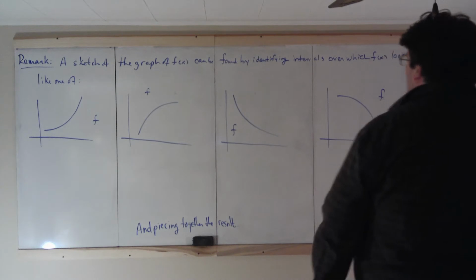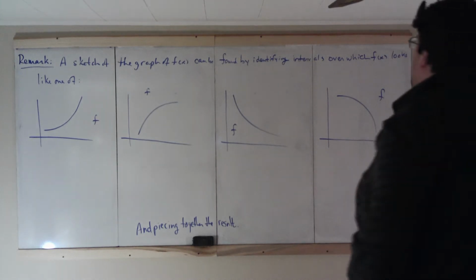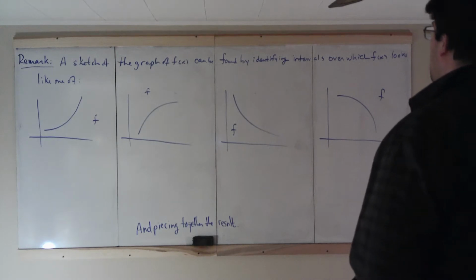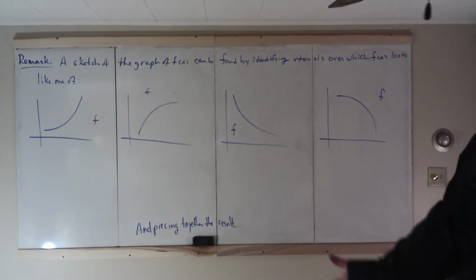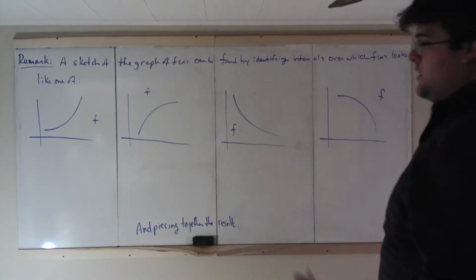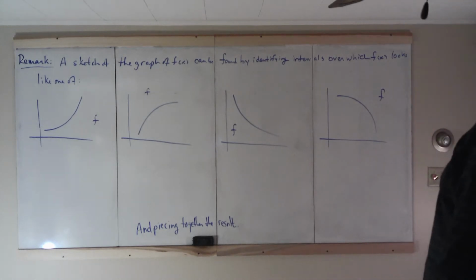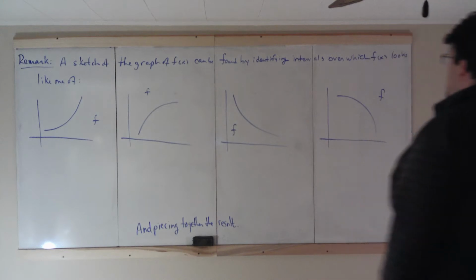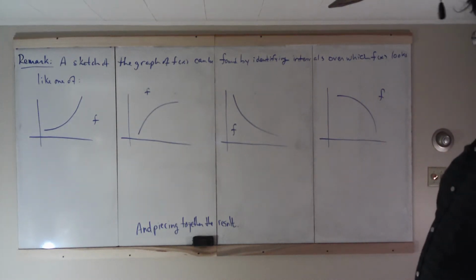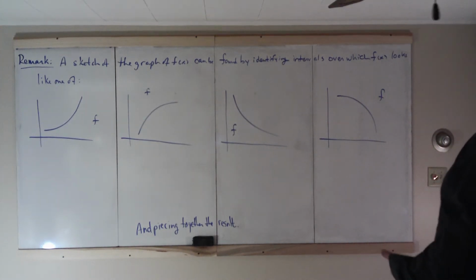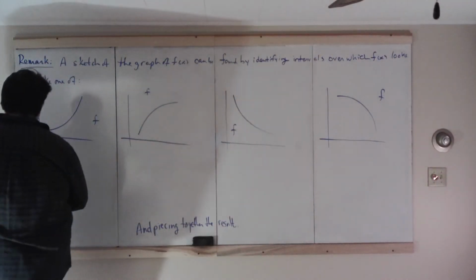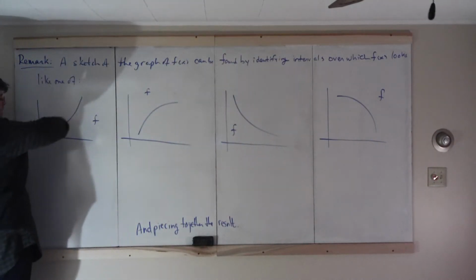Remark. A sketch of the graph of f of x can be found by identifying intervals over which f of x looks like one of those 4 graphs and piecing together the result. Now, under each of these, I am going to write 4 things for each graph. But we can use the first and second derivatives to analyze these 4 graphs. How can we do that? Well, right here, notice I call them all f.